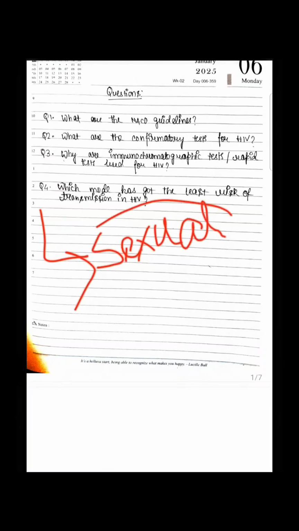Okay, and what is the last question? Which mode has got the least risk of transmission in HIV? The sexual mode has got the lowest risk of transmission, which we always misinterpret most of the time. Okay, so these were the questions.